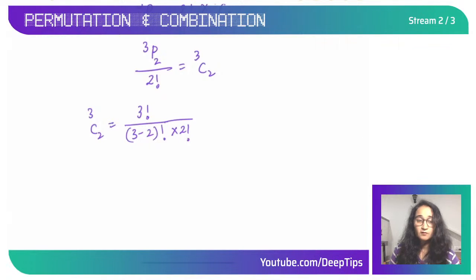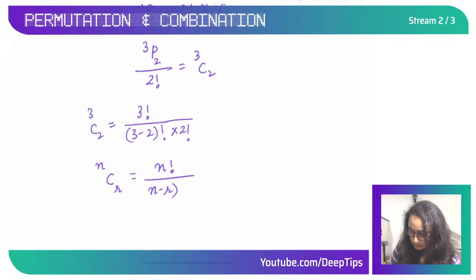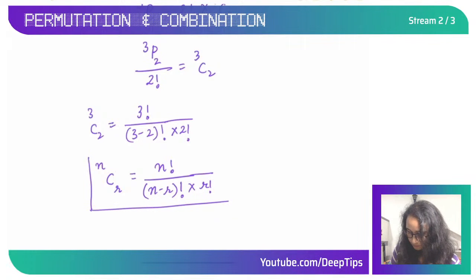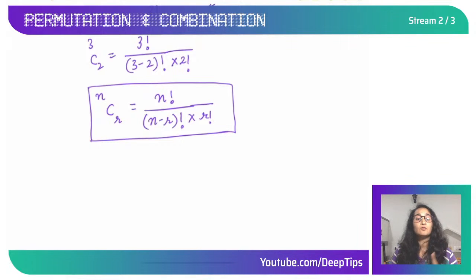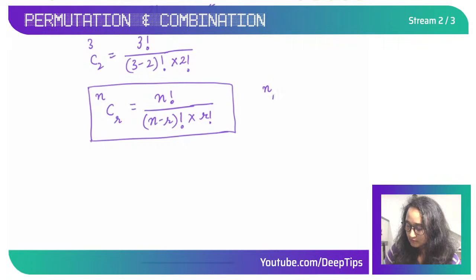So now we can solve this. Now if I want to generalize it, let's say nCr. Out of n, I am selecting r at a time, groups of r. So what we do? n factorial upon (n minus r) factorial into r factorial. So this is my general formula for combinations. Now see what is the difference between the permutation formula and the combination formula. In permutation, what did we do? n factorial upon (n minus r) factorial.